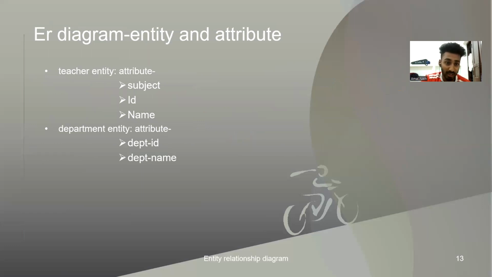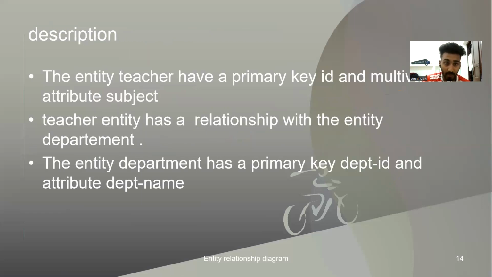Then here teacher is an entity and the attributes are subject, ID and name, and another entity is department and the attributes are department ID and department name. Then here the entity teacher has primary key ID and a multi-valued attribute subject, and teacher entity has a relationship with the entity department. The entity department has a primary key, department ID, and attribute department name.